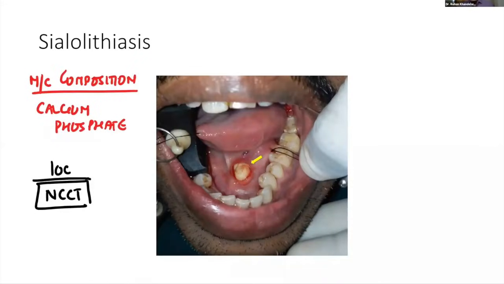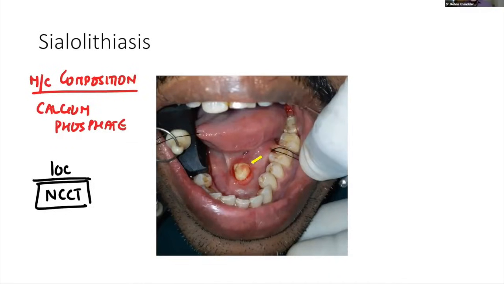Sialolithiasis, that is stone formation, the most common composition is calcium phosphate, and submandibular gland is more commonly affected than the parotid gland. And a question which has been asked in many exams, investigation of choice is NCCT, non-contrast CT scan.